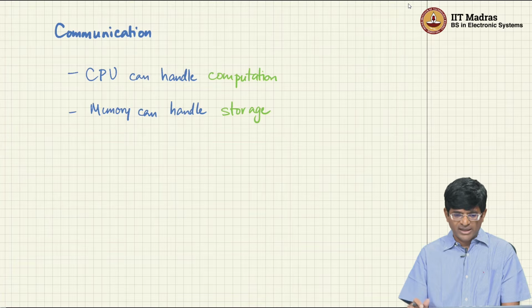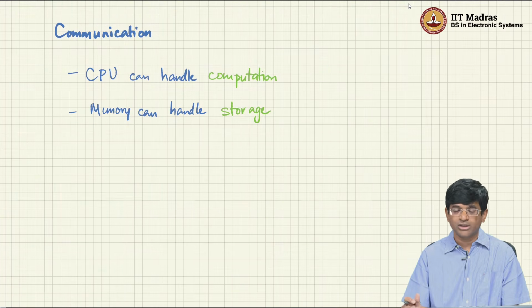So once again, quickly, the CPU can handle the computation aspects of what we want to do in a computer. In some sense, that's exactly what we want the computer to do. And we have a memory that can handle storage. What do we mean by storage? It means that at the end of the day, we want to perform these computations on large amounts of data. Where does that data go? Where does it get stored? How is it manipulated?